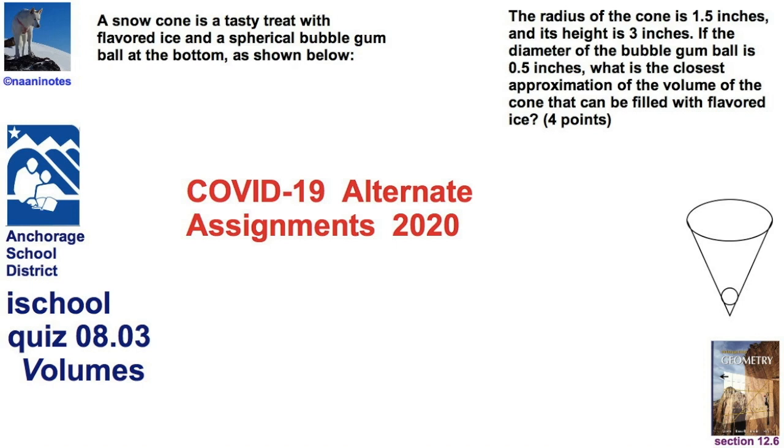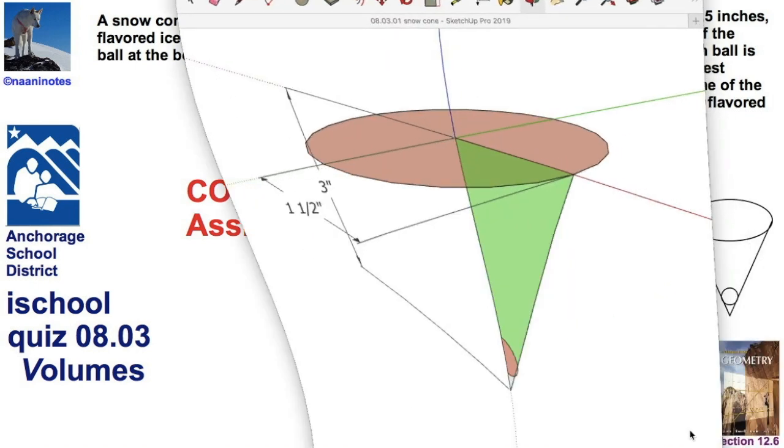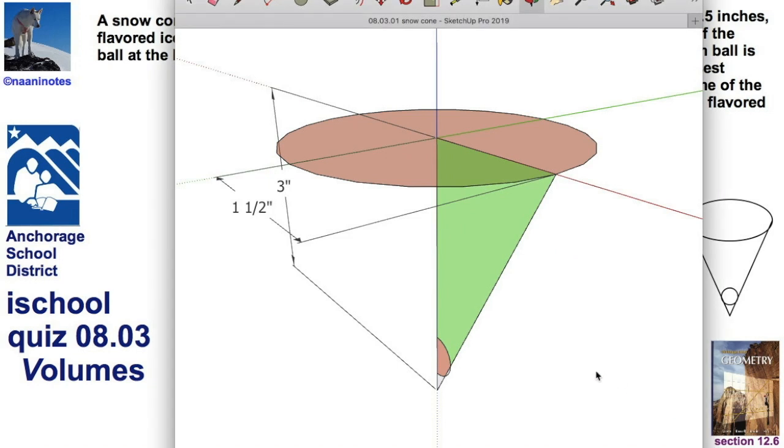So I'm going to give you some help with quiz number 0803, and it corresponds to chapter 12 in our textbook. So let's get to it. We've got 5 problems here, and the first one, oh yum, starts with a snow cone. Well, think of an ice cream cone, and we've got this gumball pushed down to the bottom. So let's look at a solid model of that first.